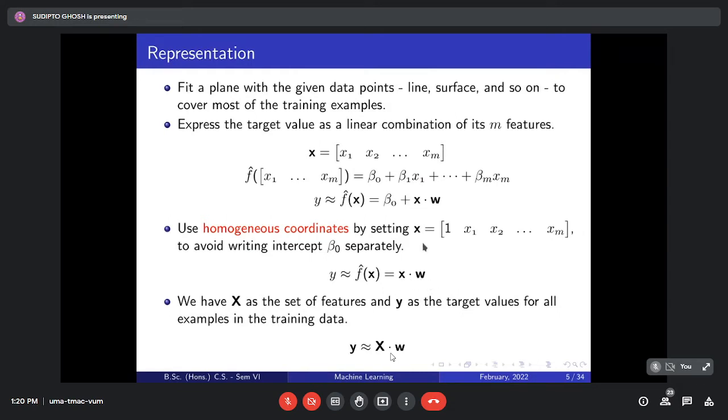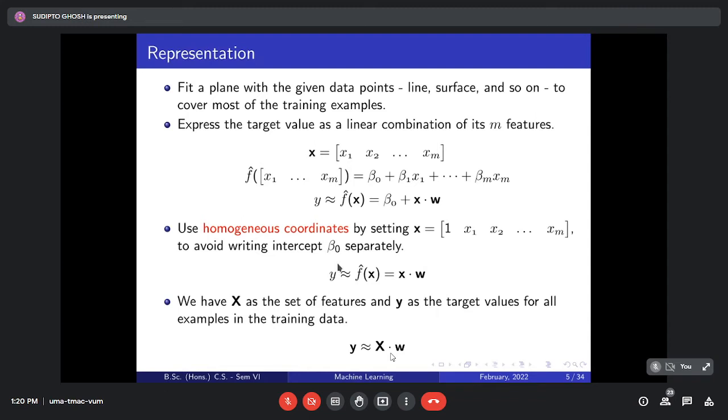So X is now this vector right here, and W will be the column vector of all of these coefficients and intercepts, so in general parameters. Once we multiply them, we come up with some value that will be our predicted value, and Y is the actual value, that is approximately equal to this. And this is for a particular training record, one training example.